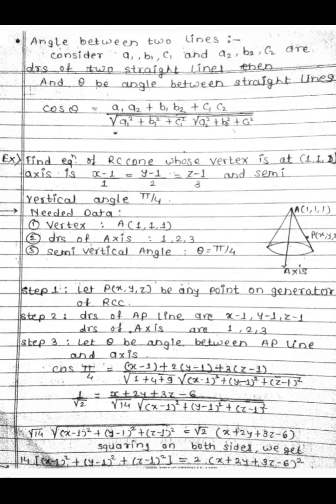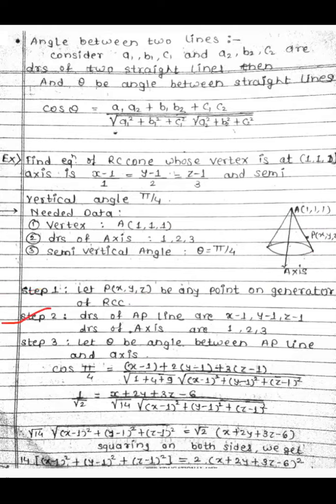Now in the figure, I have denoted point A for the vertex, and P is any point on the generator, and A has an axis whose direction ratios are given as 1, 2, 3. Now begin with the steps. Step 1 is to define the point P on the generator. P is any point on the generator with coordinates x, y, z.